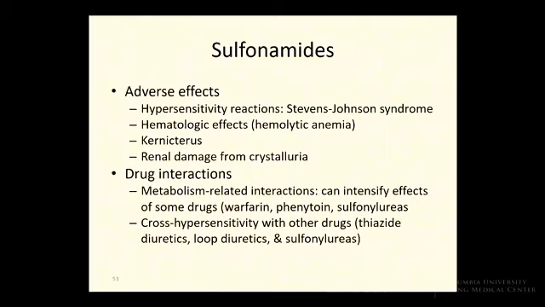It can lead to this adult form of kernicterus. So kernicterus is when bilirubin levels are so elevated that they cross the blood-brain barrier and cause brain neurological dysfunction.